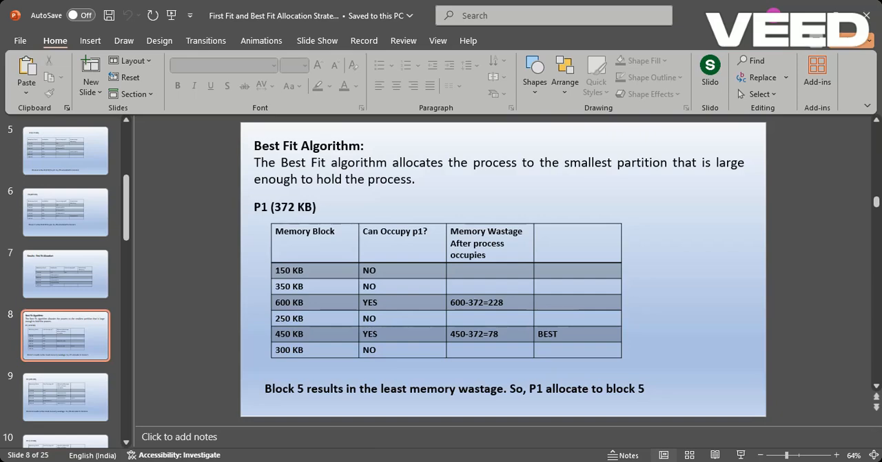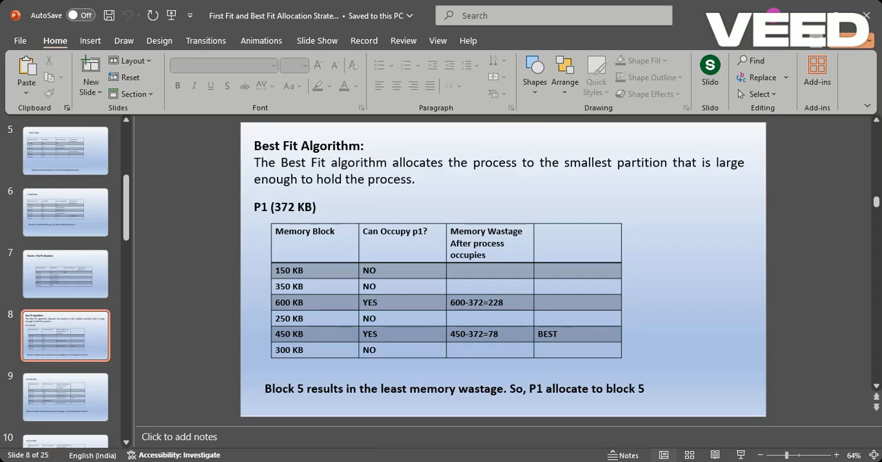The next block is 300 KB. It is not enough to store the P1 process. So here, when we tried to allocate the P1 process, we found two memory wastages. One is 228 and another one is 78. So 78 is the least memory wastage.